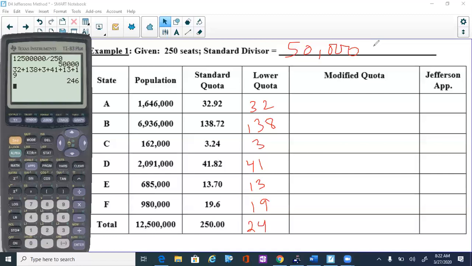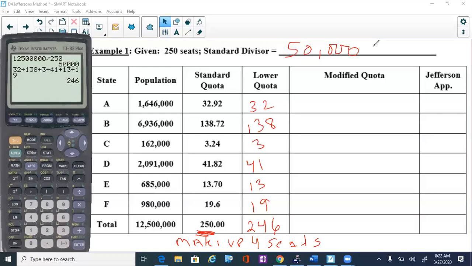We have 246 seats in this problem, but we're supposed to hand out 250. So that means we need to make up for those 4 seats. Now, in Hamilton's method, we'd just be looking at the highest fractional part, which makes life really easy.